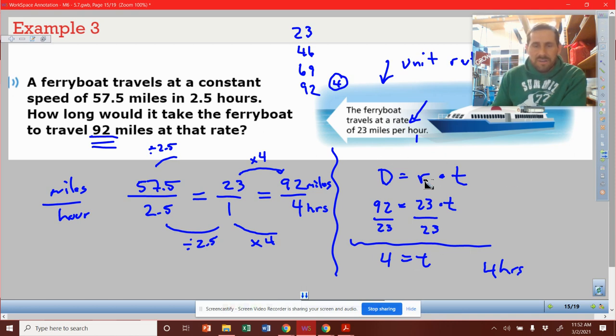Now, the distance equation was kind of just extending this into science, but really we can just use our unit rates and our understanding of comparing ratios to get to this answer.